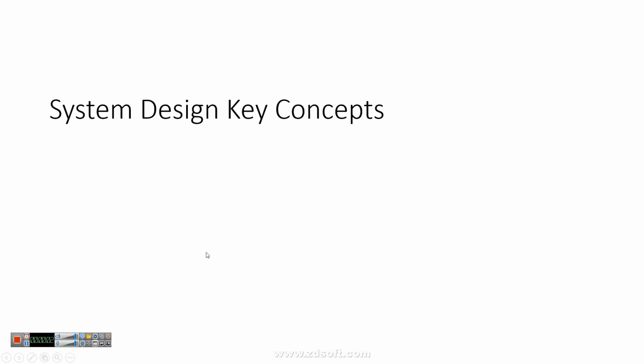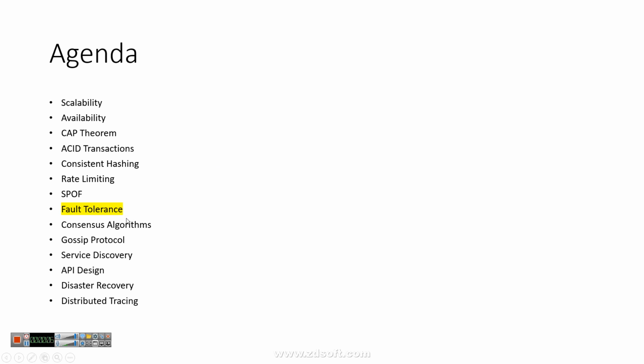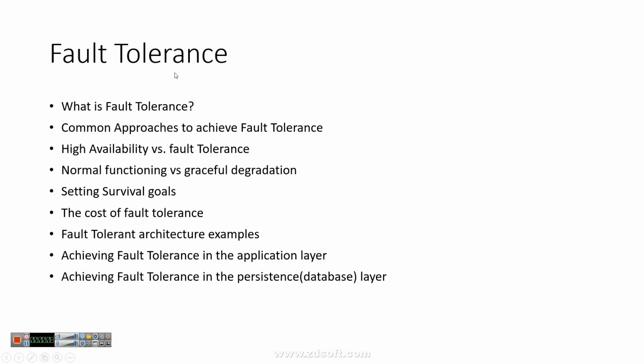Hello everyone, in this video we will be discussing system design key concepts part 8, that is fault tolerance. In fault tolerance we will discuss what is fault tolerance, what are the common approaches to achieve fault tolerance, high availability versus fault tolerance, normal functioning versus graceful degradation, setting survival goals, the cost of fault tolerance, fault tolerant architecture examples, and in this example how to achieve fault tolerance in the application layer and how to achieve fault tolerance in the persistence layer.